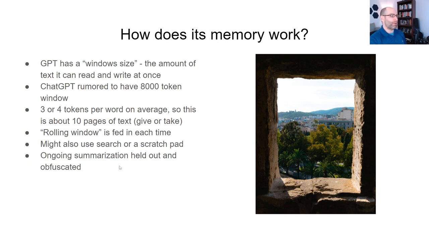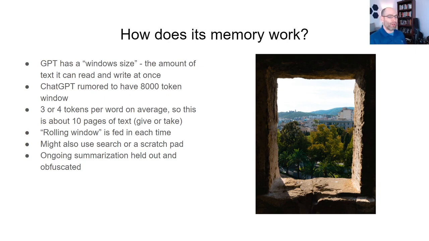Now, there's a couple other possibilities of how its memory works. Again, OpenAI is no longer open. This is closed source, and so it's proprietary technology. It's also for-profit technology. So this last part is pure speculation on the part of the AI community.